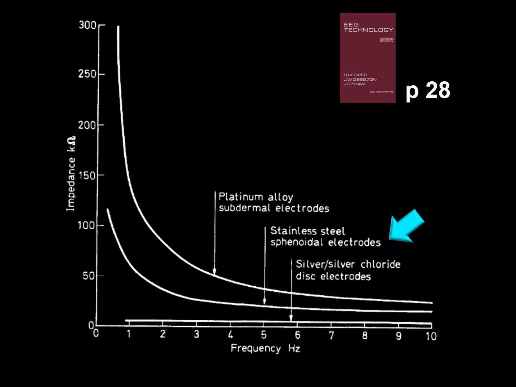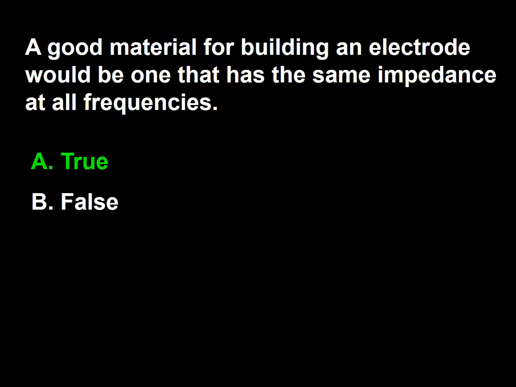The same cannot be said about stainless steel sphenoidal electrodes, whose impedance at 10 Hz is relatively close to the impedance of silver chloride surface electrode, but it is much higher at 1 Hz. The difference in impedance related to frequency is even more noticeable when using platinum alloy. So the answer to this question is A.